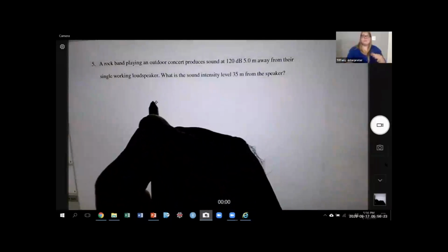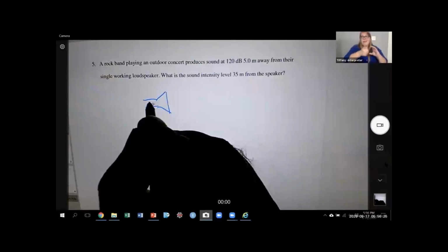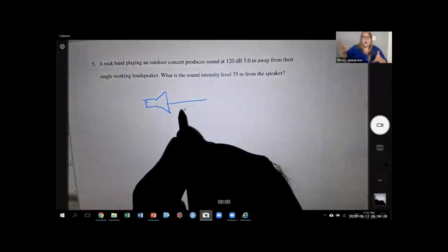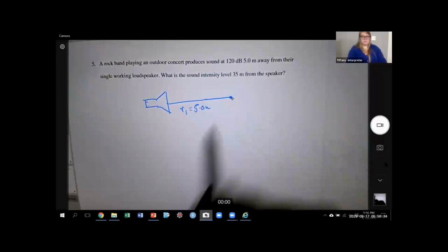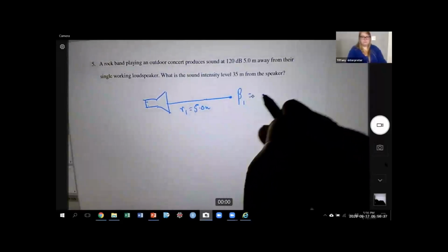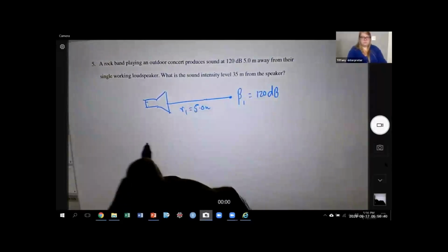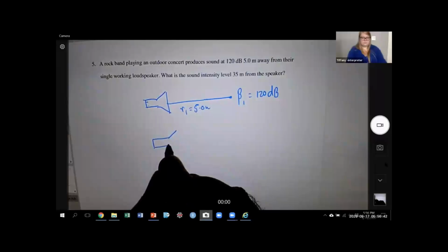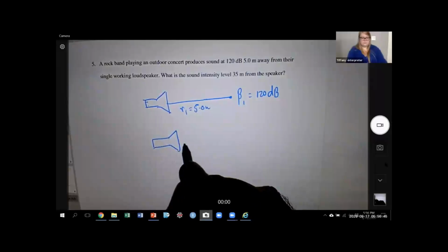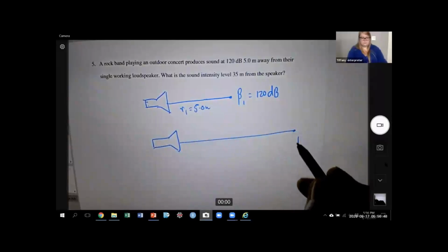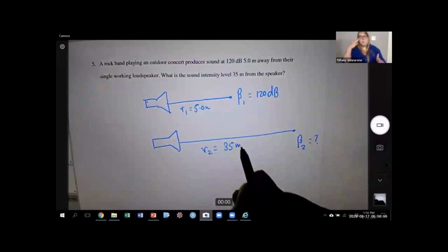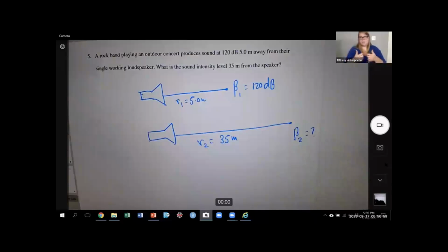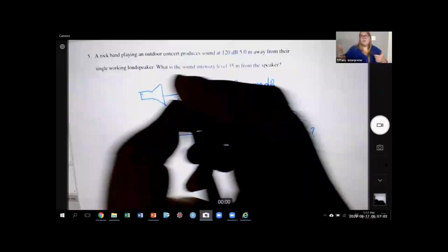Here's the thing. Now you have only a single speaker, and at R1, a 5-meter distance, is the observation point. The loudness is 120 decibels at 5 meters. The speaker is the same, but at a further distance, 35 meters away, what's the loudness? Clearly the loudness will decrease, we know. Now your distance is 35 meters, so what would be the new loudness? That's the question. So you just do the same thing that I just showed you.